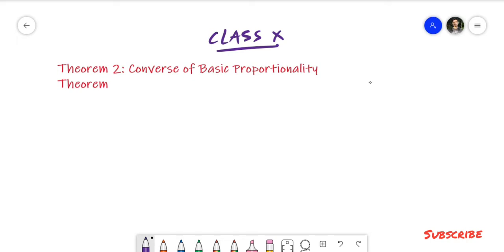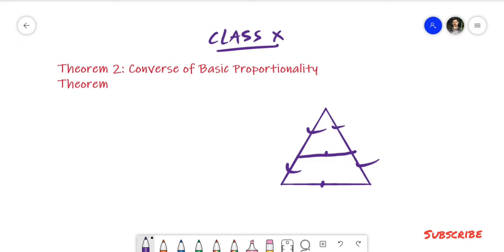Like in that question, if you remember, there was a triangle, and this line is drawn parallel to one side of the triangle, this to this, okay, this is parallel over here, and you need to prove that the ratio of these two sides is equal to the ratio of these two sides, okay. But now in this case it's the opposite of that one. Let me show you how.